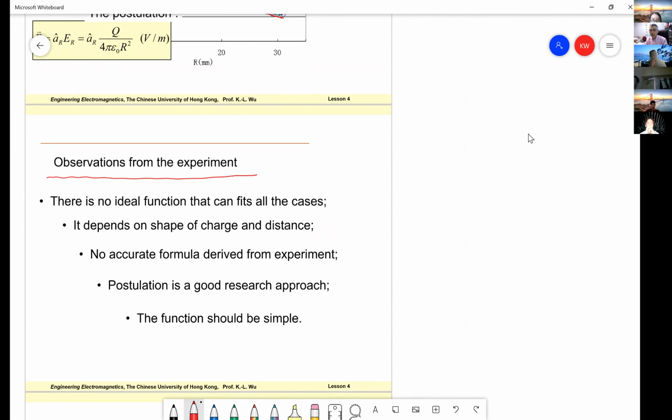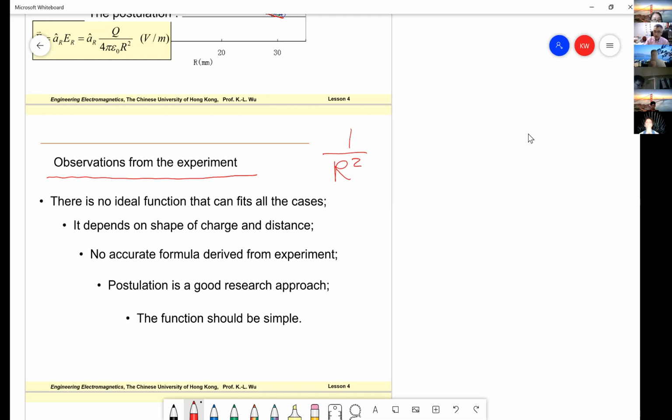First, there's no ideal function that can fit all the cases. No ideal function. Let's say 1 over r squared. This is a very ideal function. It depends on the shape, the size of the charge, and the distance. So you can never derive an accurate result from experiment, no matter what.